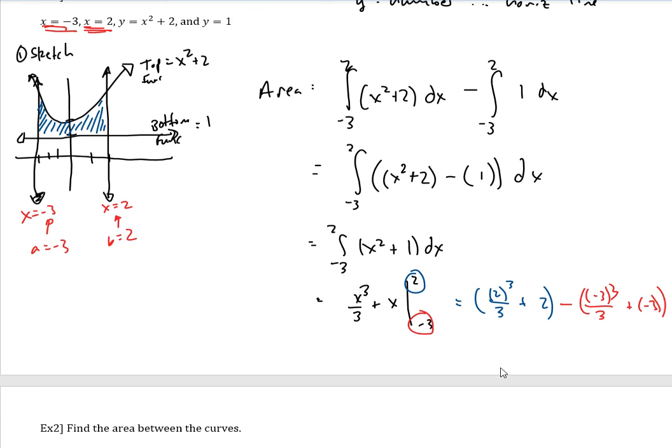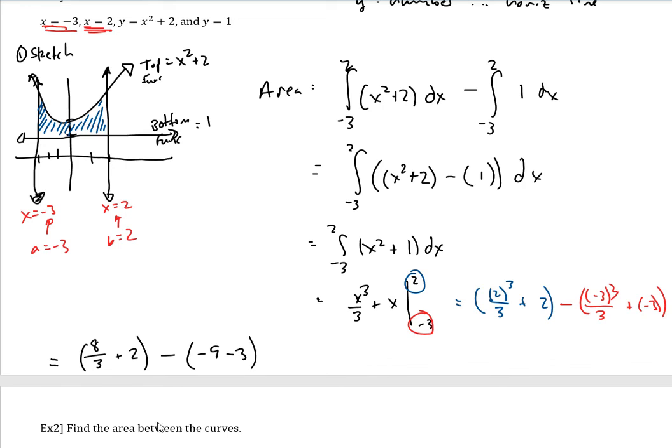Okay, so this is equal to, so I'm going to put it way over here to make sure we fit it. Okay, so 2 cubed is 8. So we have 8/3 plus 2, parentheses, minus, this in the red, -3 cubed is -27. Divided by 3 would be -9. And then plus a -3 would really be just -3 like that.